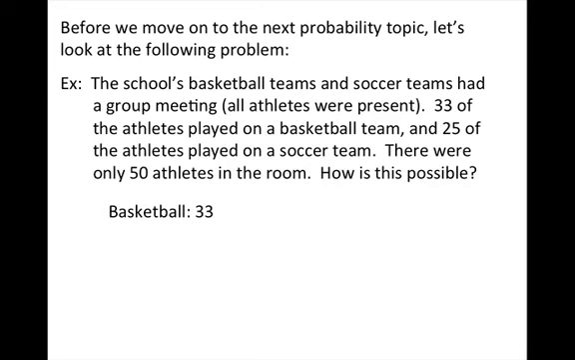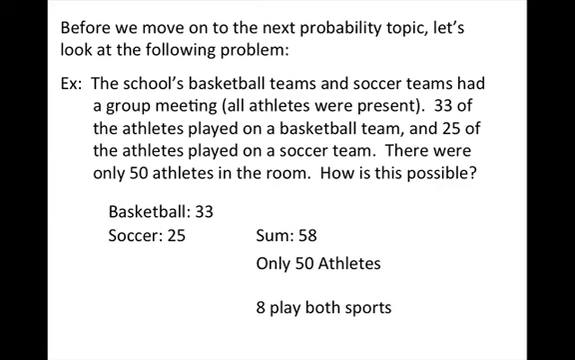Well, first, let's look. There were 33 athletes that play basketball. There were 25 that play soccer. The problem is, if I add these together, that gives me 58 athletes. But it says there were only 50 athletes in the room. What happened is some of the athletes are playing both sports. And in this case, 8 would play both sports because my sum was 8 over the total.